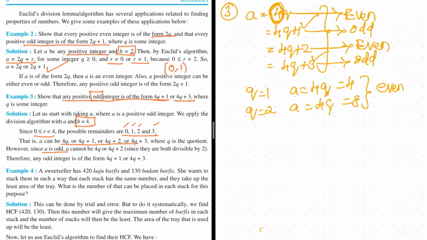However, since a is odd, a cannot be 4q and 4q plus 2, since they both are divisible by 2. Therefore, an odd integer is of the form 4q plus 1 or 4q plus 3. This has been proved hence.